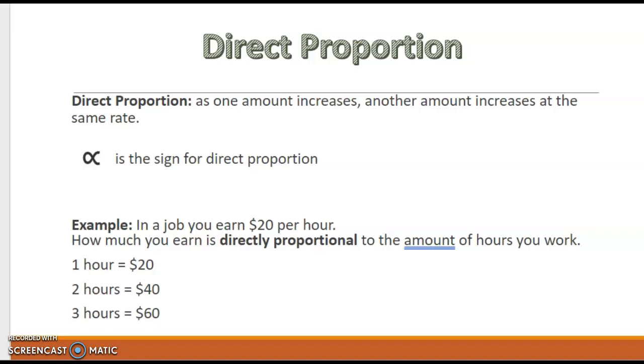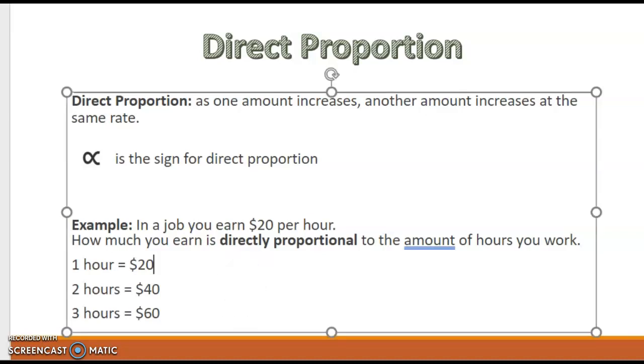So for example, if we are going to earn $20 an hour, as my hours increase, so does my money. If I work for 2 hours, I get $40, and if I work for 3 hours, I'm going to get $60. So our constant of proportion, if you like, in this case would be $20, because that stays the same. I still earn $20 per hour, no matter how many hours I work.